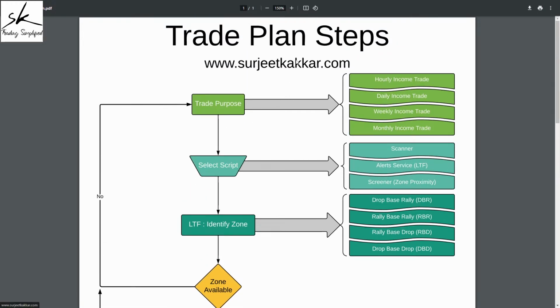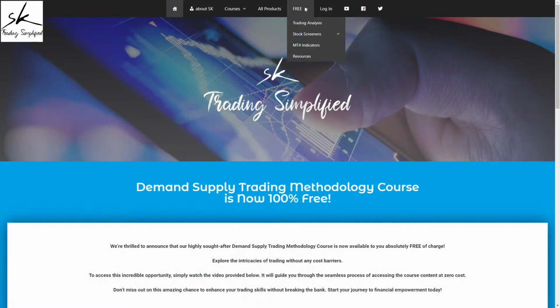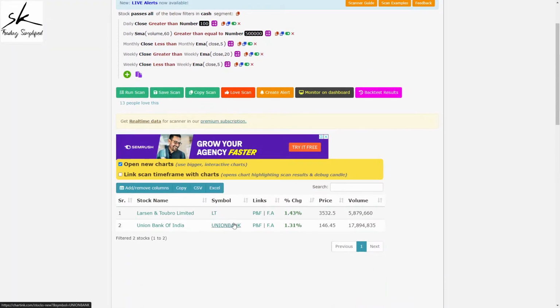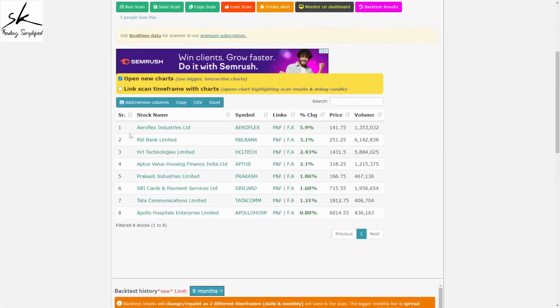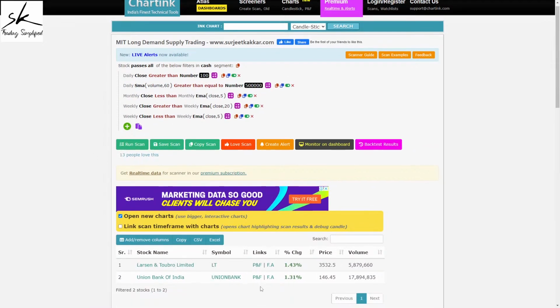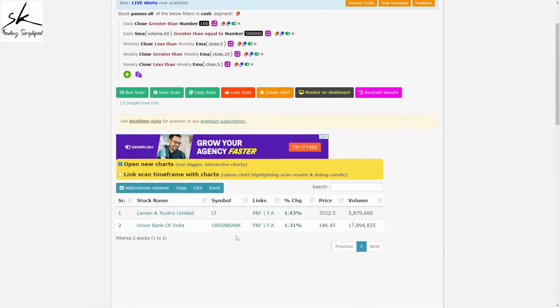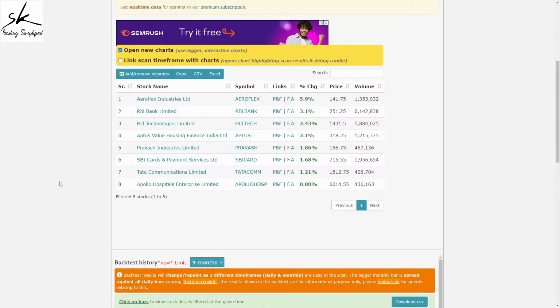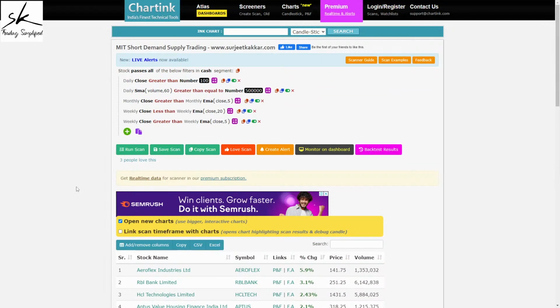So like I was talking about, once you go to our website, under the free tab, you have stock screener. Because I want to plan MIT trades, I can run the long scan and the short scan. So here you can see the long scan is shortlisting 2 symbols for me, and the short scan is shortlisting 8 symbols for me. So very important. Just because I got these 2 symbols as a long scan, it does not mean I will blindly buy these 2. Similarly, just because I got these 8 symbols as a short scan does not mean I will blindly sell these 8. So the job of the scanner is not to tell you what you have to buy or sell.